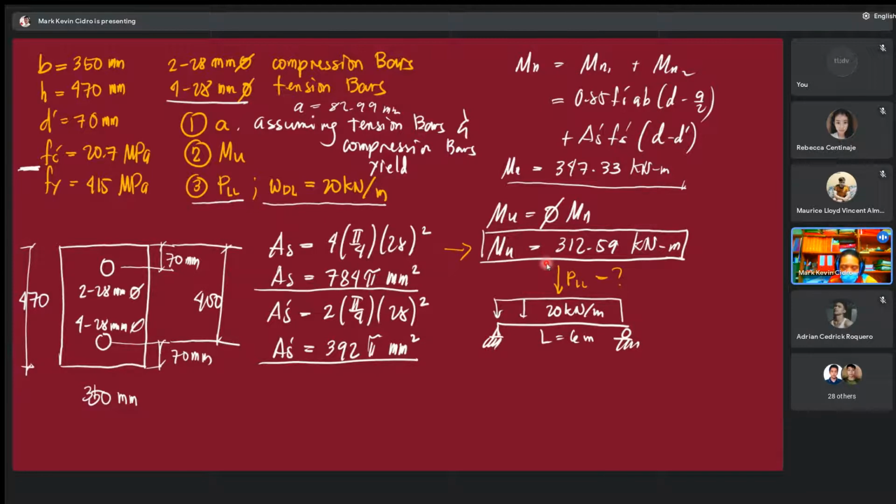Service loads, not yet factored loads, they are still unfactored loads. For example, in the ultimate design, if you are given the value of the dead load equal to 15 kilonewton per meter, and the live load equal to 10 kilonewton per meter, these are service loads, the actual loads that the beam will carry.